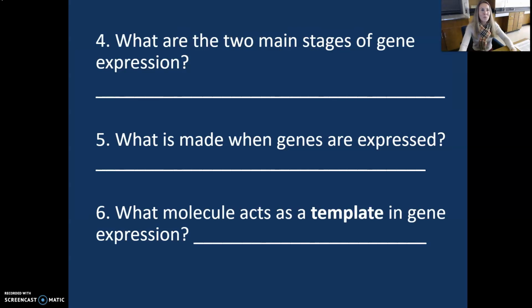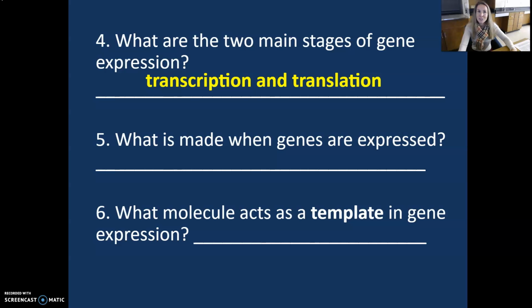Next question, what are the 2 main stages of gene expression? So that's transcription, where we write the message, and translation, where we change the language from nitrogenous base pair to amino acid. Number 5, what is made when genes are expressed? Proteins. Remember, long chains of amino acids make polypeptides and therefore make proteins.